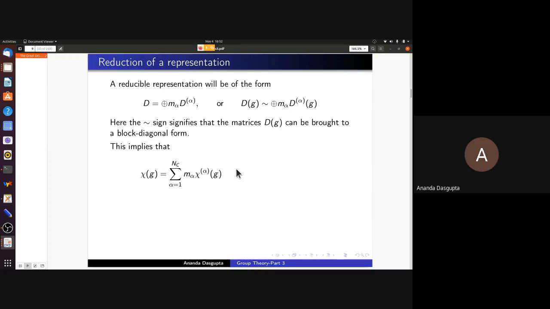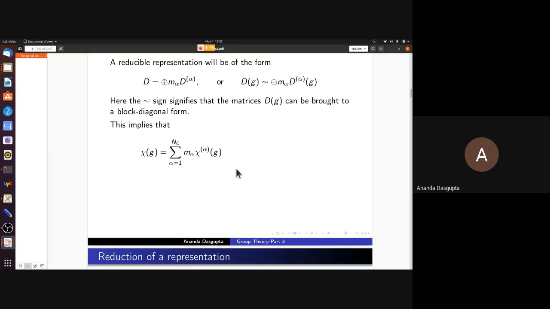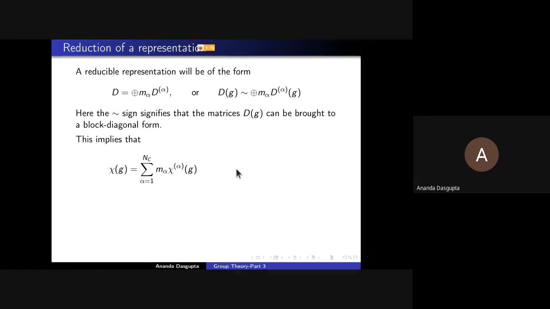Can you now tell me how to find out m_alpha from this? The assumption is I know all the characters of the irreps somehow. If I know that, can I find out the number of times an irrep occurs in a representation?